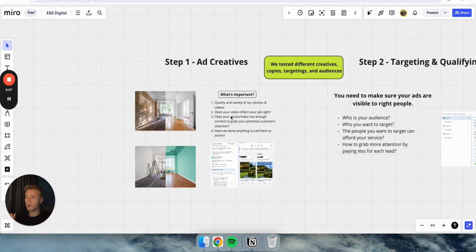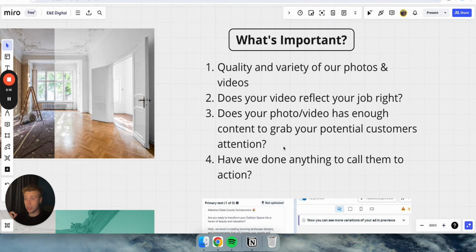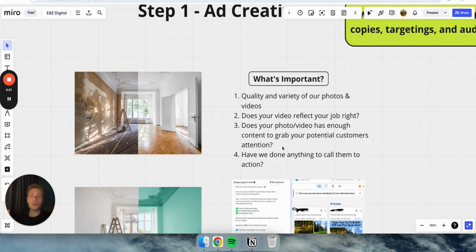So what's important about the ads? The quality and variety of your photos and videos are so important, because we need to grab attention, as you see here, and we also need to be able to run different tests. If you have more videos and more photos, it's always going to be easier for us to run different tests and find the most efficient one.